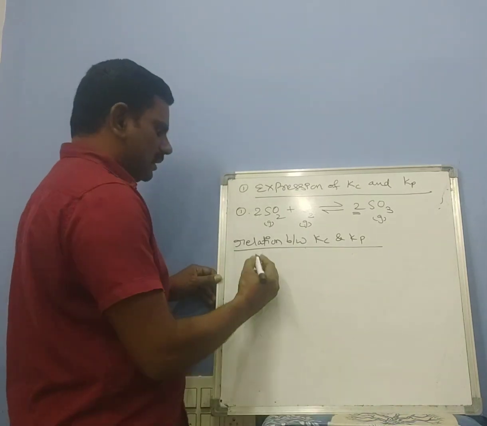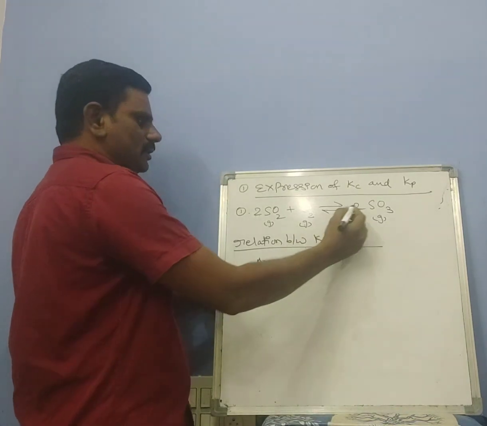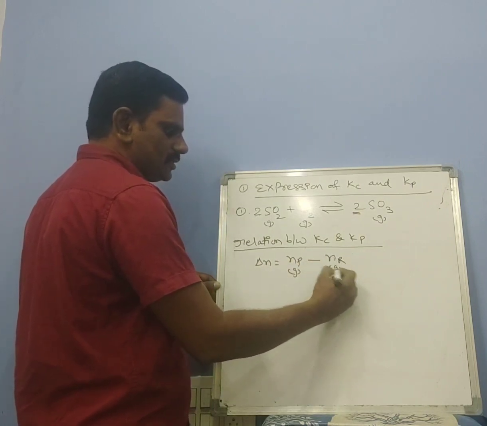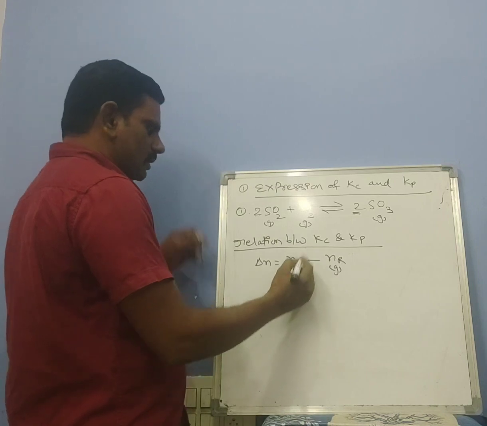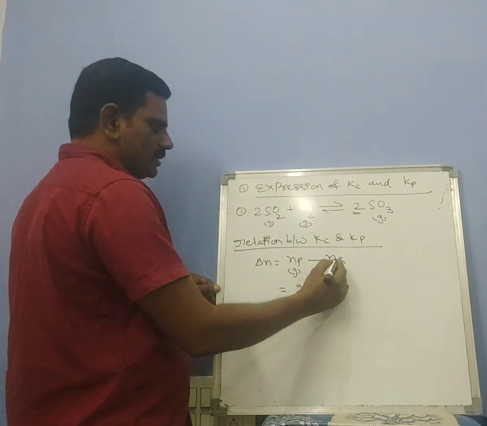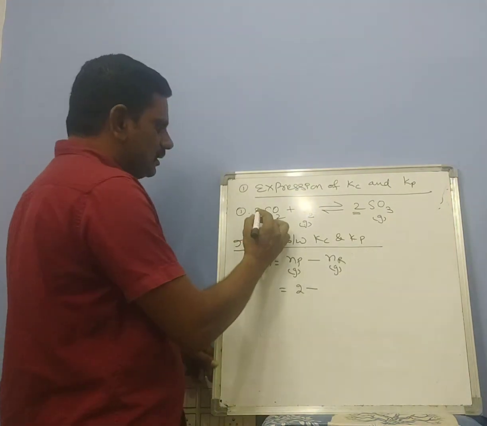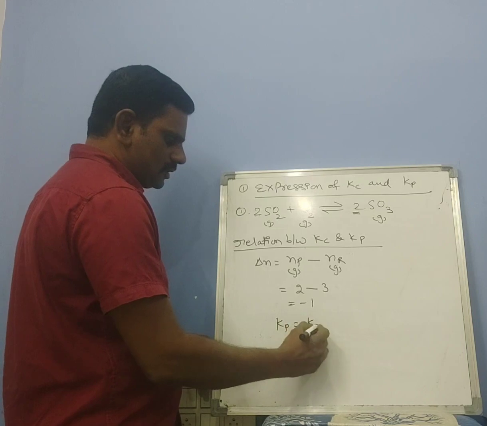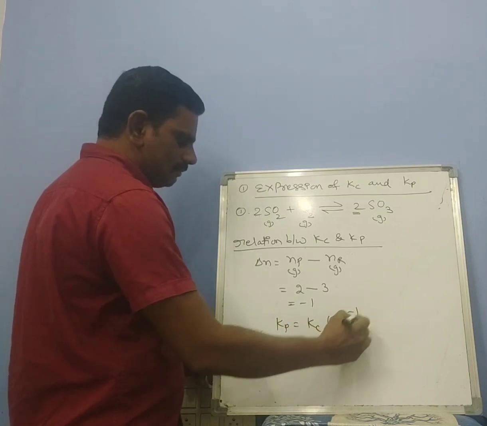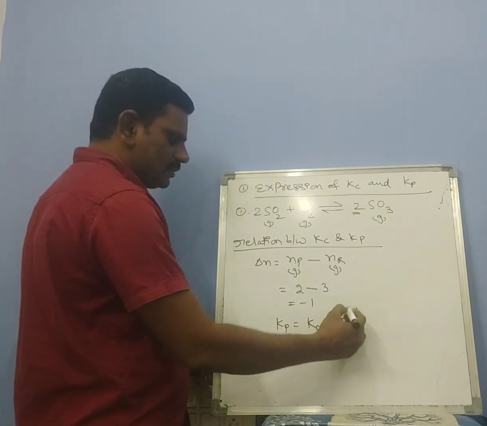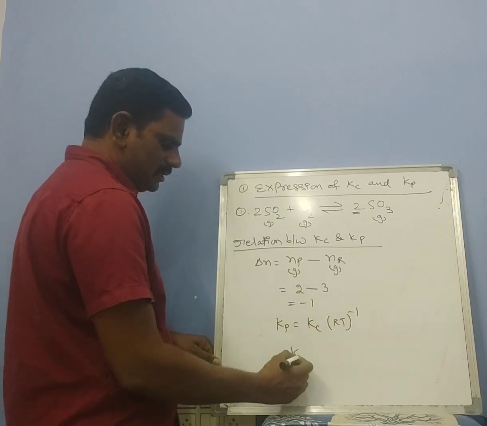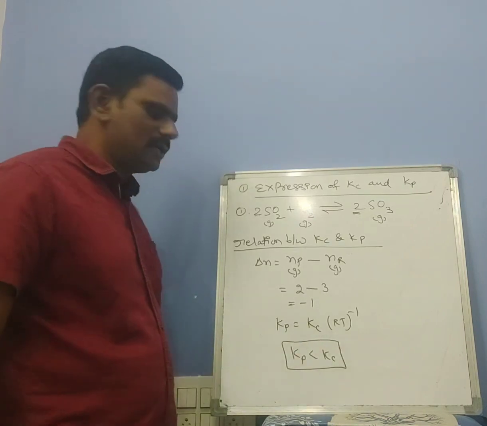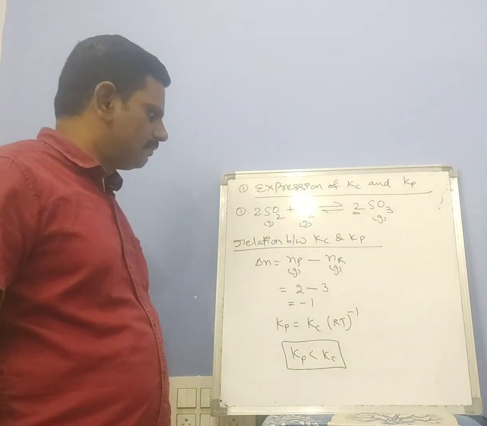See, how much is the delta N value for the above reaction? Number of moles of gaseous products minus number of moles of gaseous reactants, right? So gaseous products, how many here? 2, minus number of moles of gaseous reactants, here 2 plus 1, 3. That means minus 1. Kp is equal to Kc RT power minus 1. That means this value is negative, Kc by RT, right? So Kp is less than Kc. In this way we establish the relation between Kc and Kp.